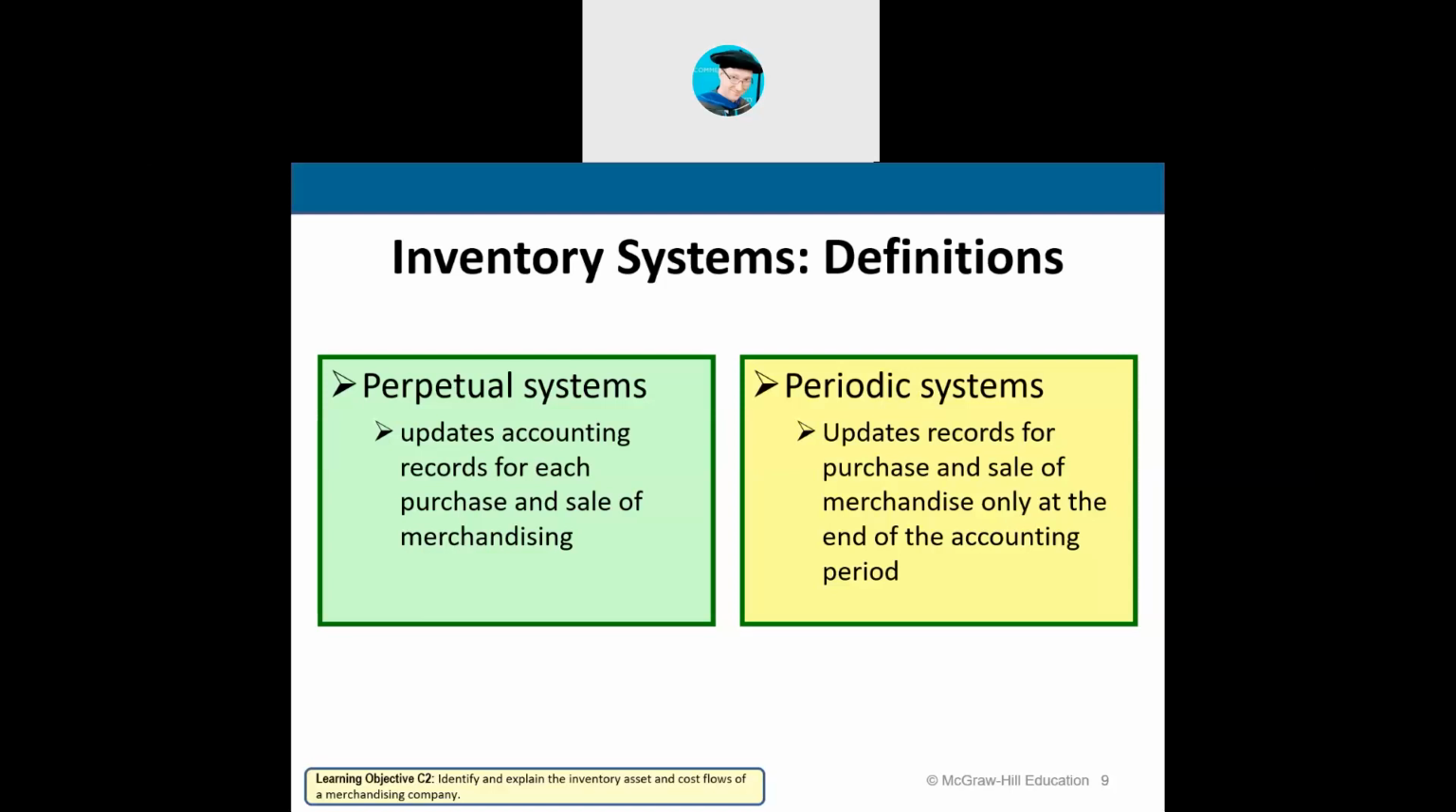It's called the perpetual inventory system. It simply means it's perpetual. It continuously moves. It continuously updates. That's what perpetual means. It's continuous.